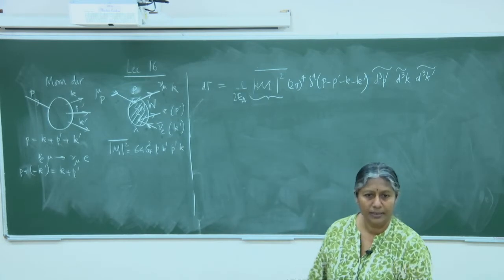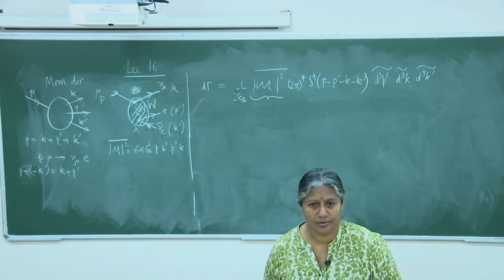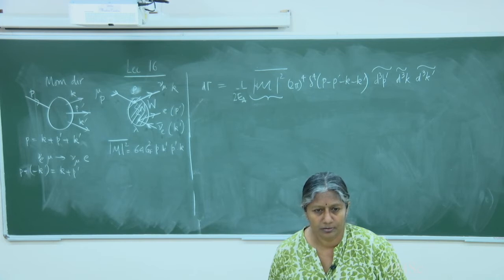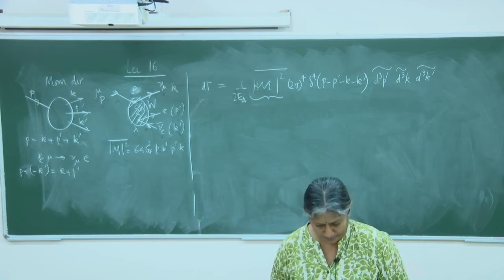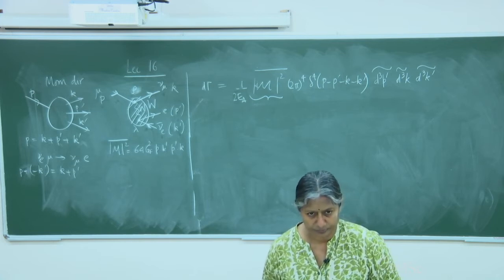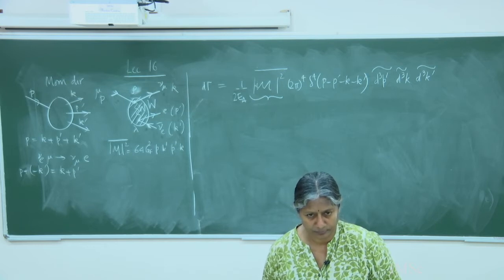Excuse me, I have a question. Yeah, sure. So while calculating the m square, which spins do we average over and which one do we sum over?